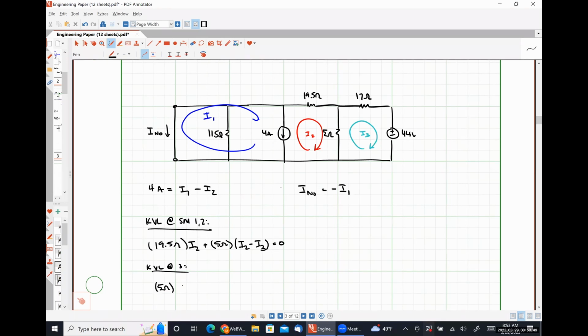which is going to be 5 ohms times I3 minus I2 plus 17 ohms I3 plus 44 volts is equal to 0. Solving the system for I1, I2, and I3. So in my first equation, my coefficient for I1 is +1, my coefficient for I2 is -1, my coefficient for I3 is 0, constant term is 4.